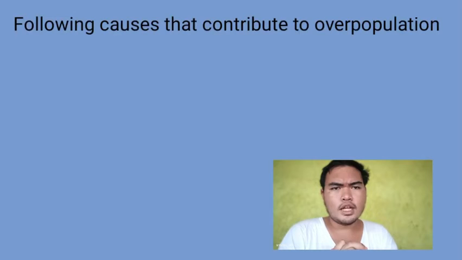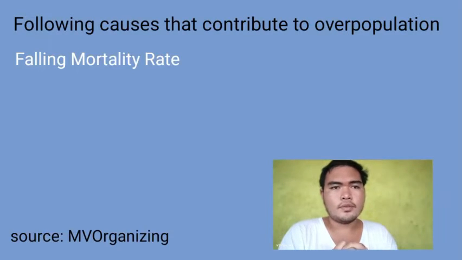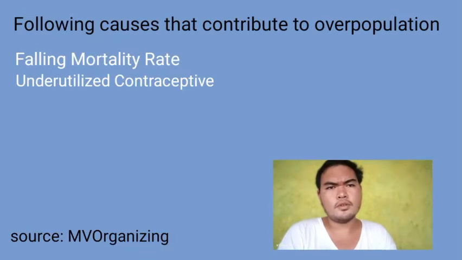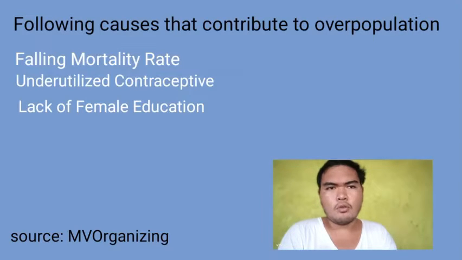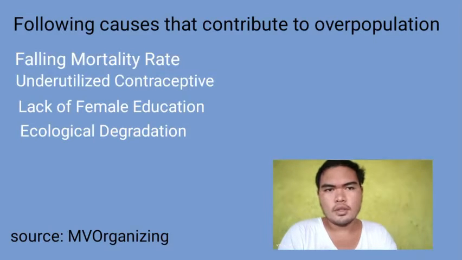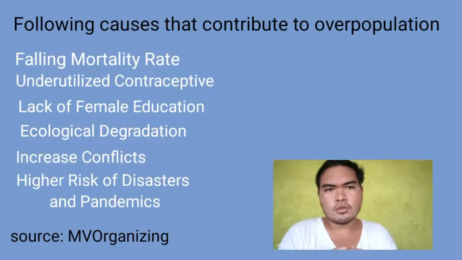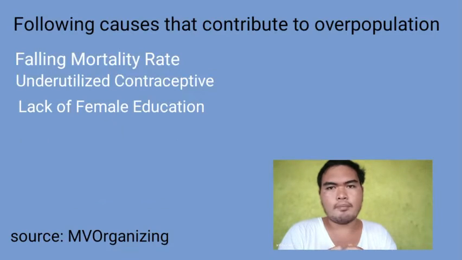Overpopulation. What are the causes of overpopulation? Here are the following. Falling mortality rate, that's probably the main reason. Underutilized contraception, lack of female education, ecological degradation, increased conflicts, higher risk of disasters and pandemics, like COVID right now.